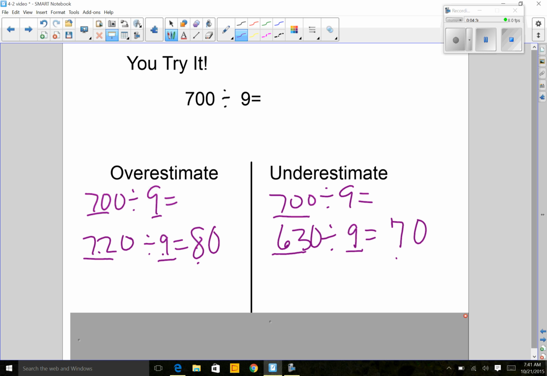That's going to be the easiest way to do one-digit divisors: keep the divisor the same, use the first two digits of the dividend, and come up with something that's compatible. Then divide them out and use the same rules we used in our last lesson to find your basic fact and then annex the zeros. And thank you for listening.